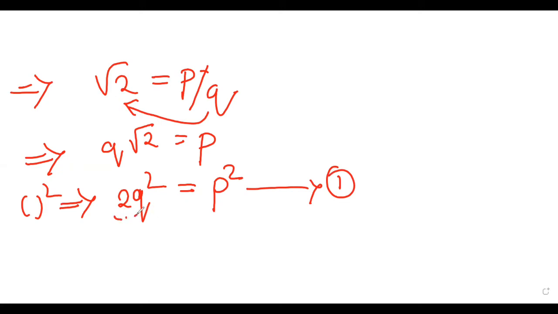2 into q square is equal to p square, which means the number which we are getting is divisible by 2. That itself means that p square is divisible by 2. We have also learned a theorem in this chapter that if a squared number is divisible by a particular number, then that original number is also divisible by it. For example, if p square is divisible by 2, then p will also be divisible by 2. So we are getting a fact that p is divisible by 2.